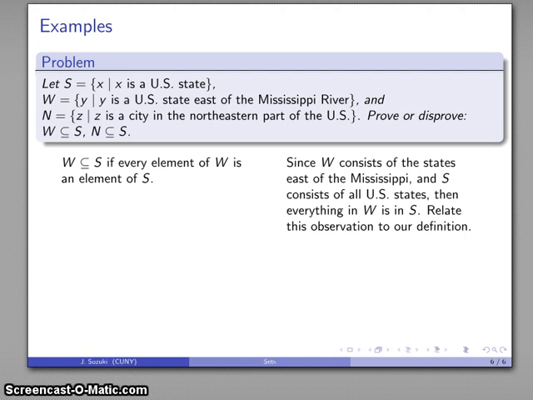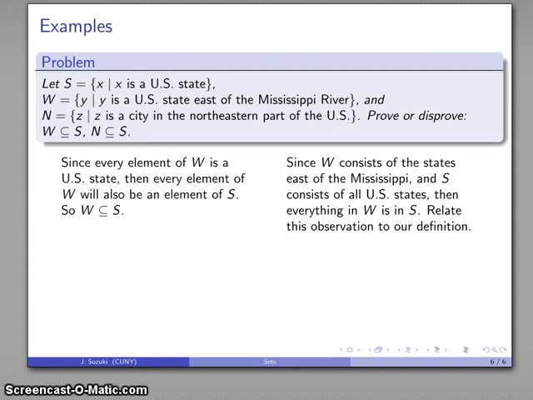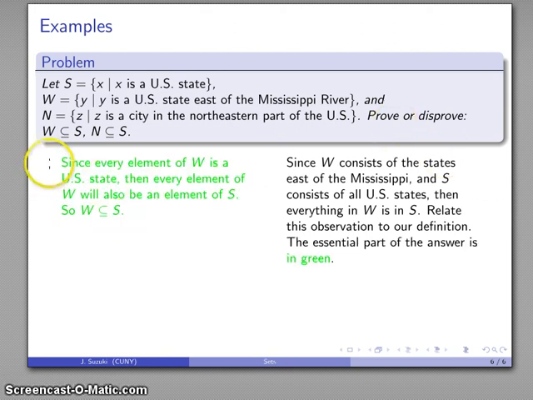Let's think about this. W consists of the states that are east of the Mississippi. S consists of all U.S. states. And here's my important observation. These are what W and S are. Let's try and relate our observation to our definition. Everything in W is a U.S. state, so everything in W is also an element of S, so W will be a subset of S, and our proof is going to be the part in green. We have to include the entire observation.